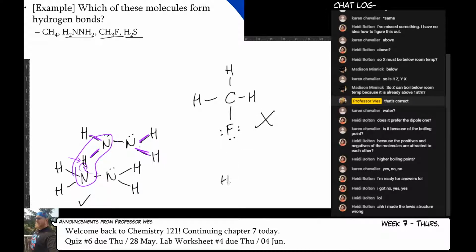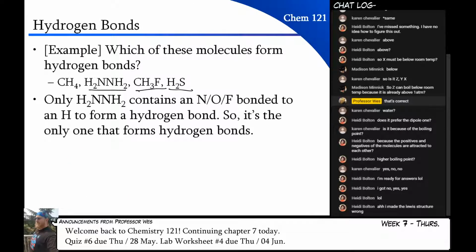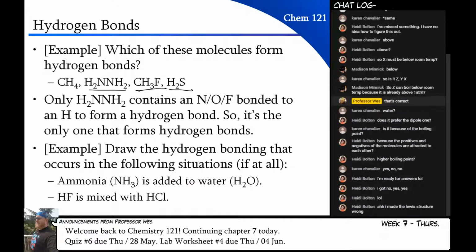H2S does the same thing because the H's are not bonded to an N, O, or F. They're bonded to an S, and that's not electronegative enough, so it can't do that. So the only one that can engage in hydrogen bonding is the diethylamine. Or that's not what that is. I don't know what that is. H2N and H2, we'll call it. It has some common name out there. Diamine, maybe that's what it's called.